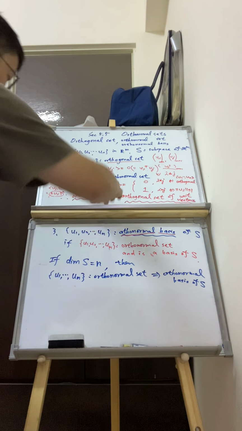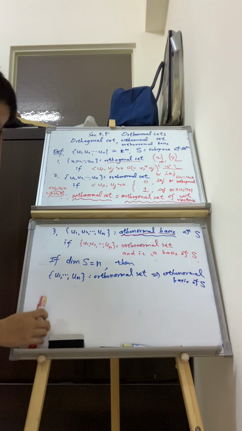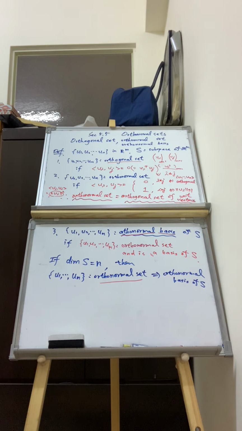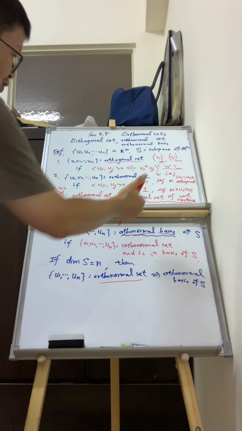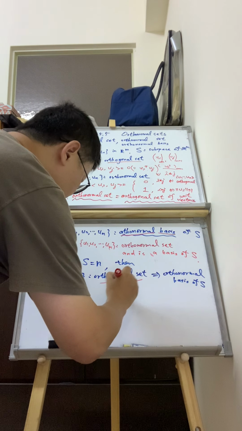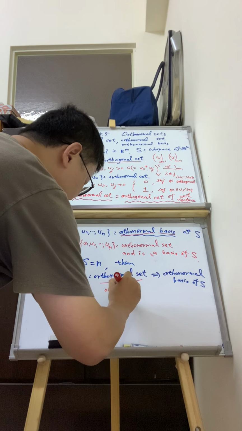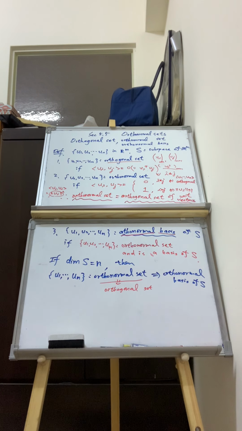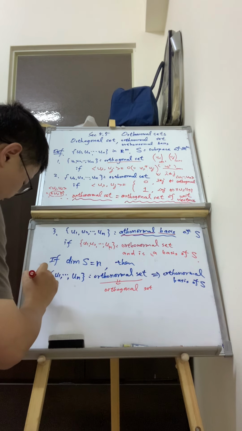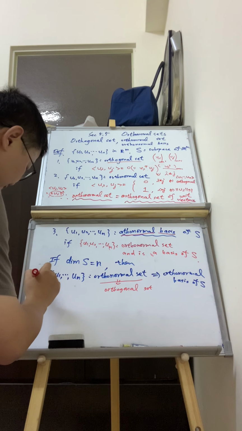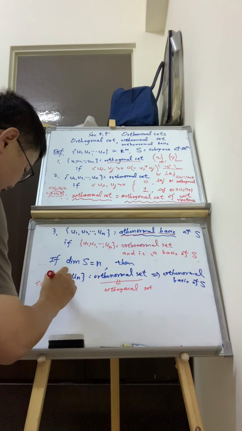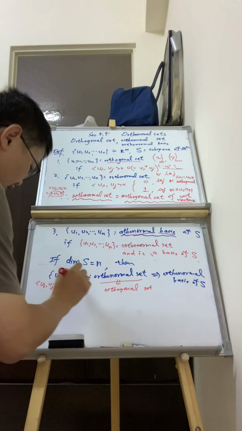And the reason is that it's an orthonormal set. Then what can we say? Orthonormal set means an orthogonal set of unit vectors. So of course they are orthogonal. What does it mean? It means that, for example, ui uj equals 0 if i is not equal to j, right?